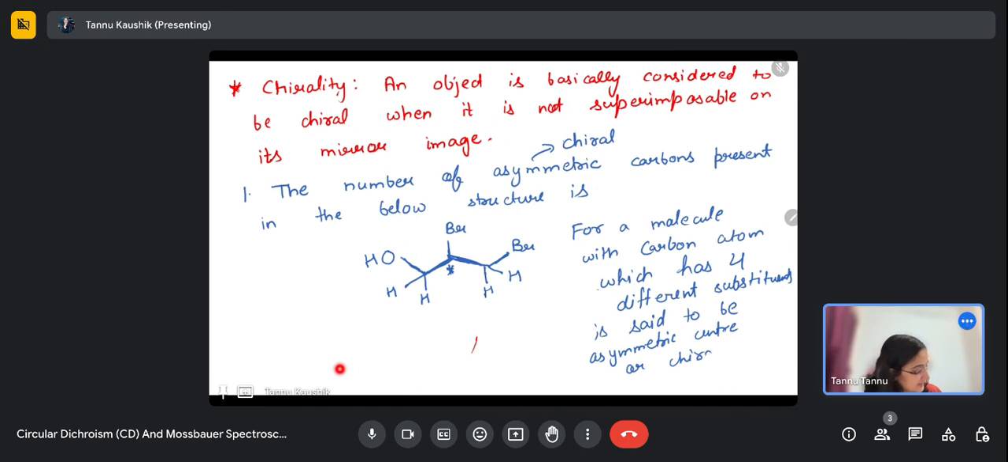So here, only this center, if you see, has one bromine atom, then the second substituent is this group, and the third substituent is this particular group, and the fourth is hydrogen. So this is the only carbon atom which has four different substituents on it. Otherwise, this center has two hydrogen atoms, which make it an achiral center. Okay, so this was very basic.